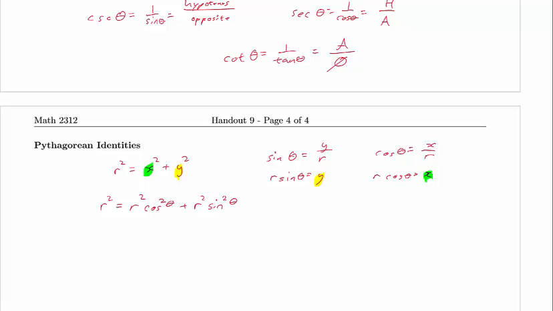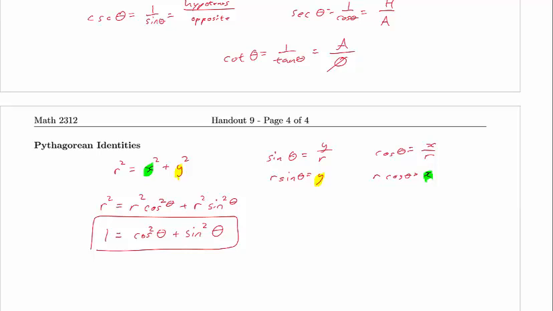Note we can factor out an r squared on the right hand side, divide both sides by r squared, and we get 1 equals cosine squared theta plus sine squared theta. And this is, again, a very important trigonometric identity. I know we've touched on it before, but it's worth bringing up one more time. From this, we can get all the other trigonometric Pythagorean identities.